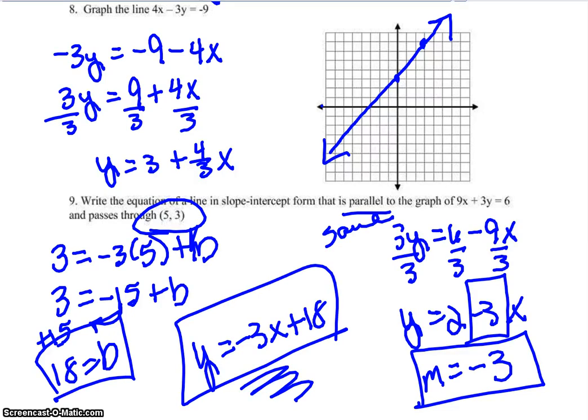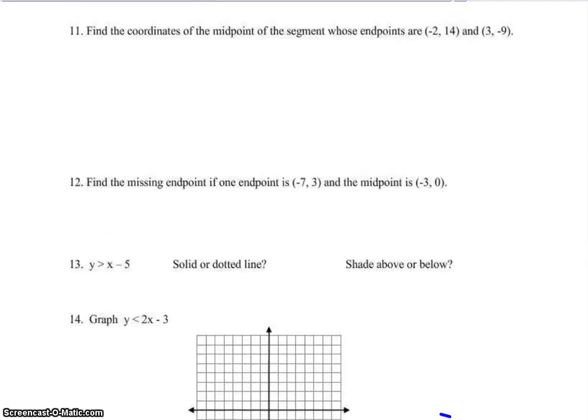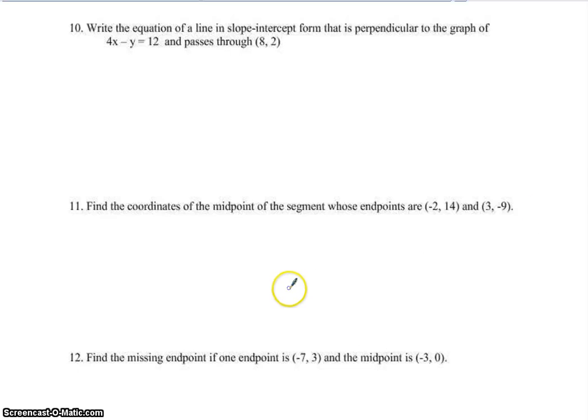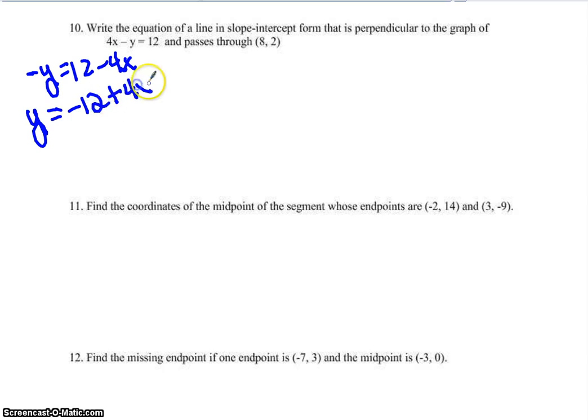Going to the next page, looking at number 10, write the equation of a line in slope-intercept form that is perpendicular. Of course, I had to prove myself wrong. Perpendicular is a little bit longer than parallel, so this is probably the longest one on the test. First of all, you got to get y by itself. So negative y is equal to 12 minus 4x. I can't have a negative y, so change everything. Y is equal to negative 12 plus 4x.